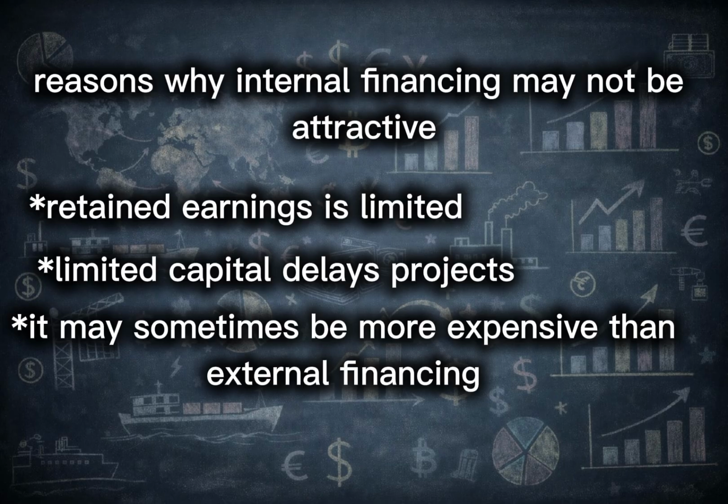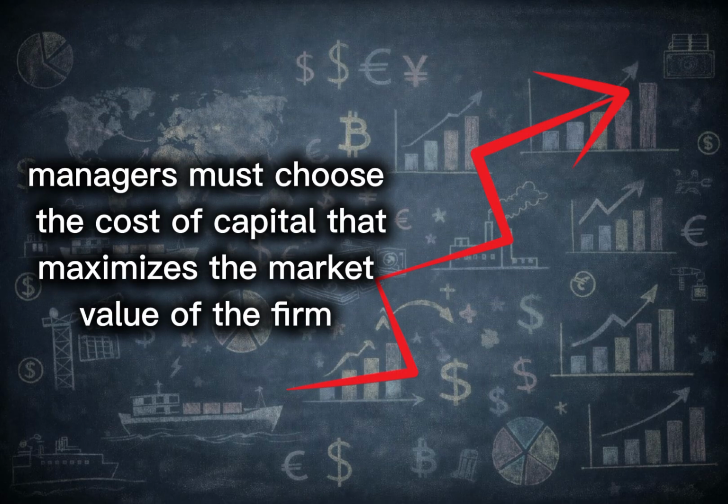So it means that managers must choose a capital structure that maximizes the value of the firm, because maximization of the value of the firm helps to maximize what? Shareholders' wealth, and that is the objective of corporate finance. And choosing the right capital mix helps us to minimize the cost of capital to the lowest possible weighted average cost of capital.